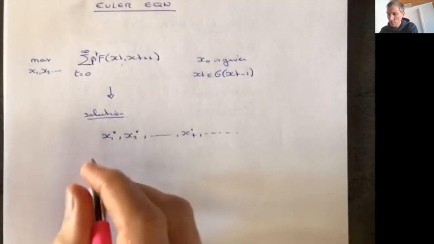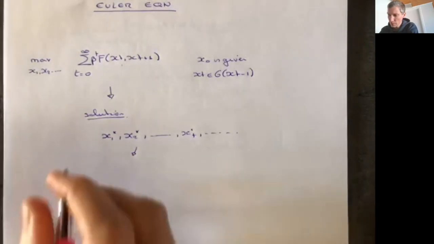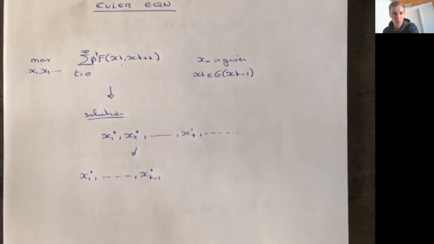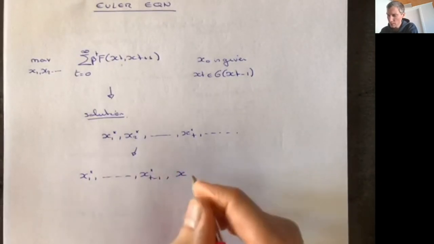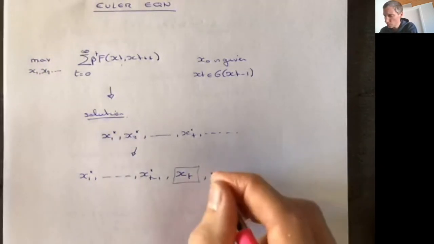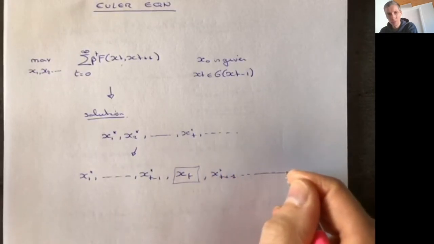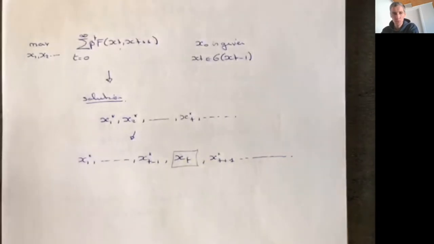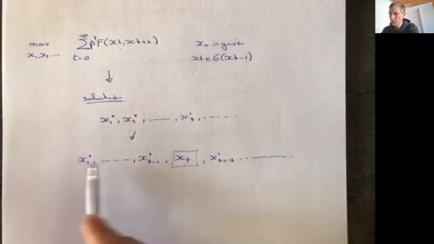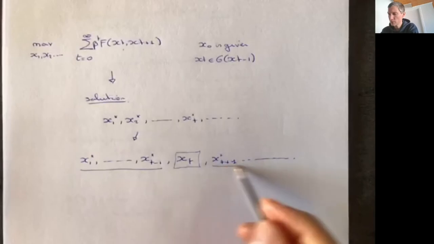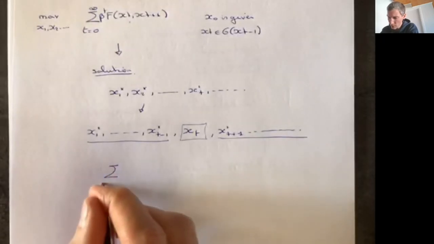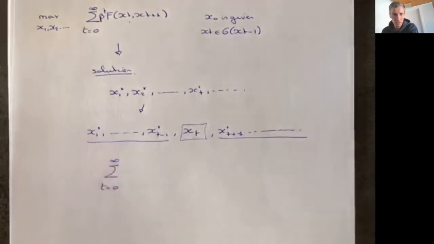Okay, so now let me take the optimal values until t minus 1, and then I'm allowed to vary the x at period t, but then at period t plus 1 I have to stick again to the optimal path. So this is like a variation on the problem where I relax the constraint on xt, but I keep the optimal path before period t and after period t. If I plug this into the objective function, I get the following problem.